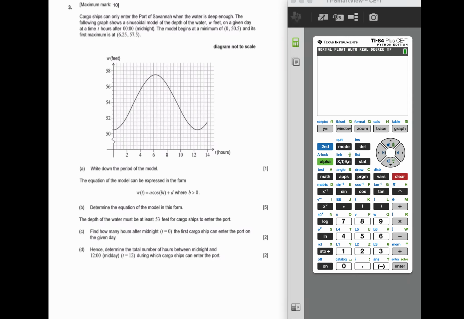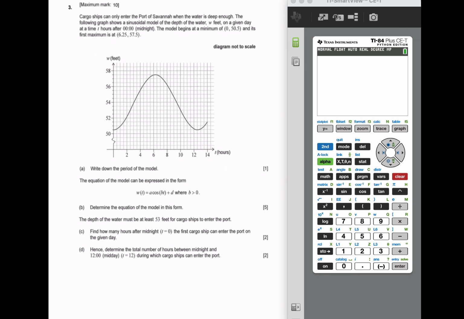So this is a question about trigonometric modelling. We're told that the ship or the boat can only enter the port of Savannah when the water is deep enough, and the depth of the water is modelled with the graph shown for us. It starts with the time at midnight, and then it travels in hours, and we have the feet of how deep the water is.